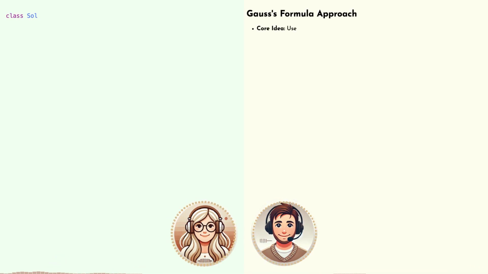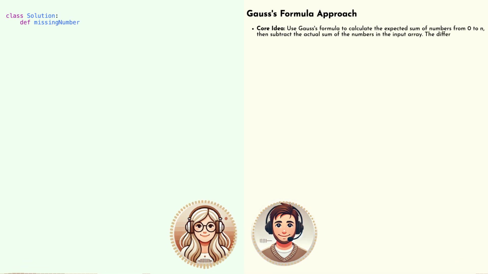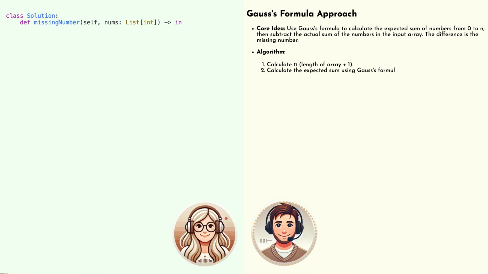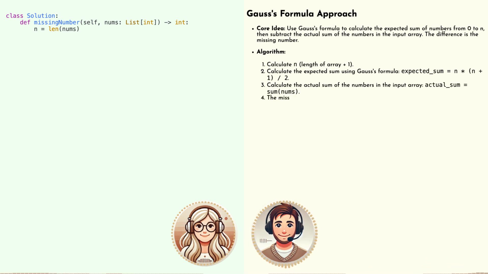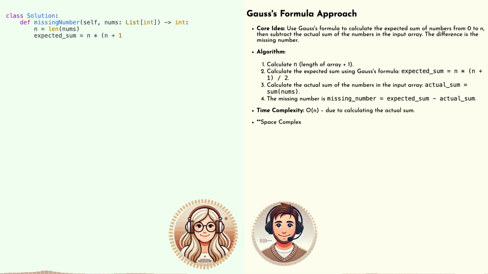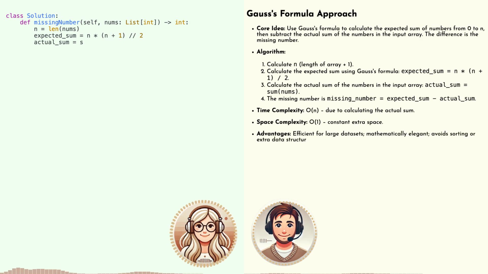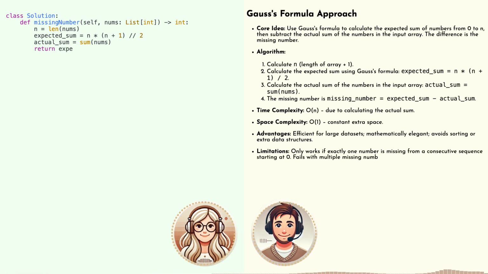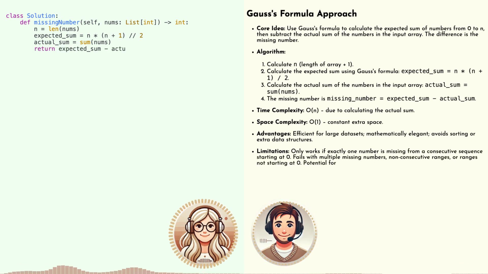I agree. But before we declare a winner, I have one more approach to share. And this one takes us back to a story about a brilliant young mathematician named Carl Friedrich Gauss. I'm all ears. Tell me about this young Gauss and how he ties into our missing number problem. Well, the story goes that when Gauss was just a schoolboy, his teacher challenged the class to add up all the numbers from 1 to 100, thinking it would keep them busy for a while. But Gauss, being a mathematical prodigy, came up with the answer in seconds.